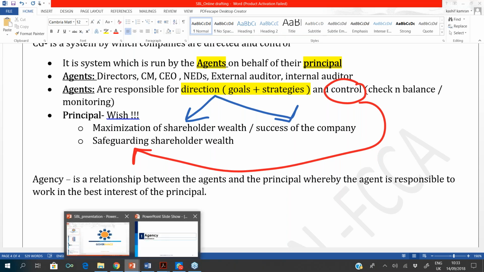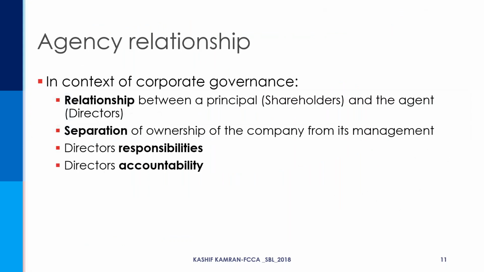I'm going back to my presentation, starting with agency. Now see how easy it would be for you to understand what agency is. In the context of corporate governance, it is a relationship between the principal and the agent. I've explained that, right? Separation of the ownership of the company from its manager. In a listed company, the principal and the agent are two different persons, and that brings into account the agency relationship.